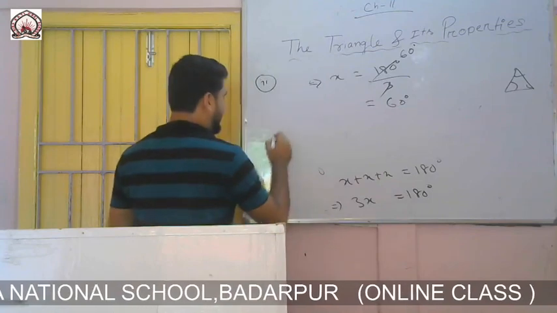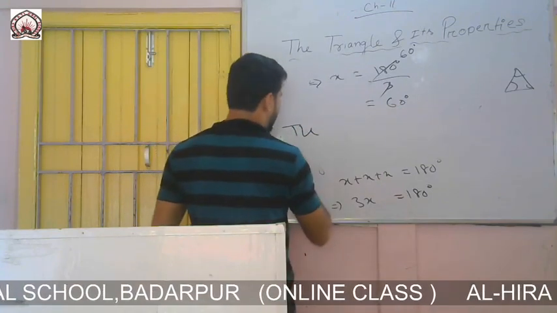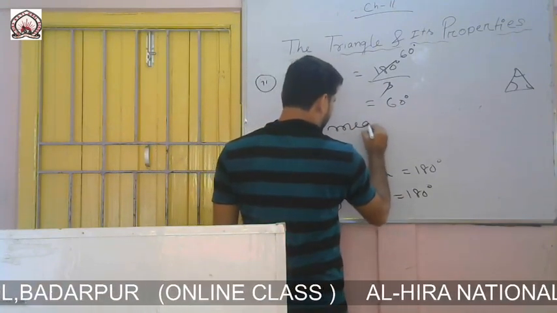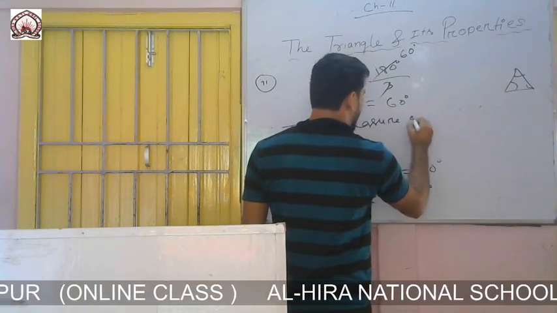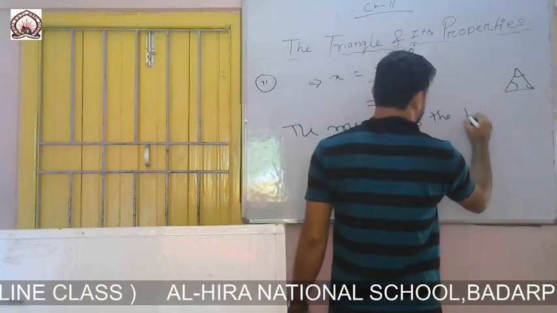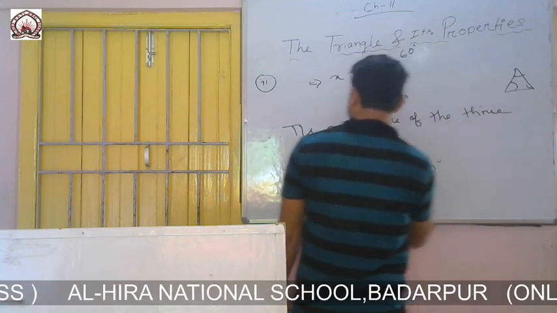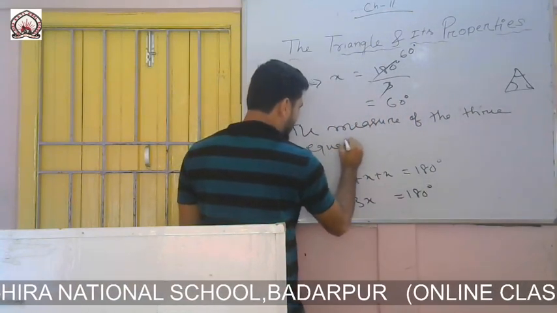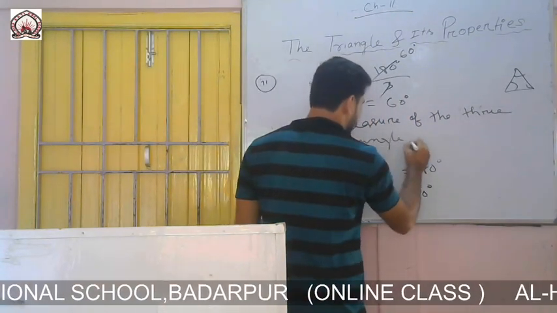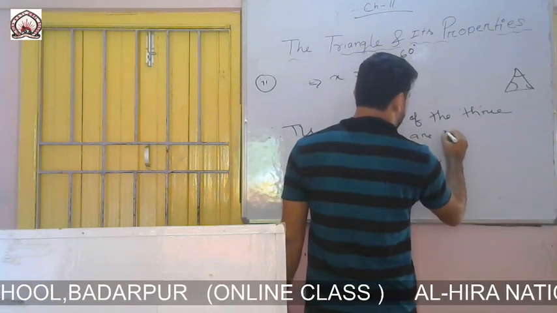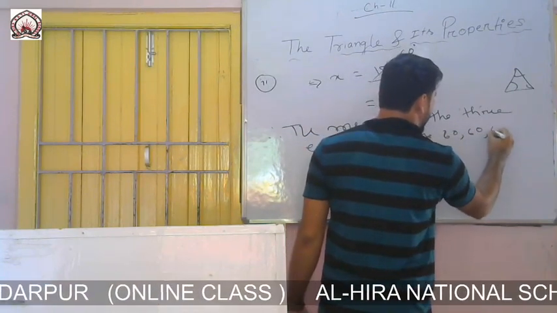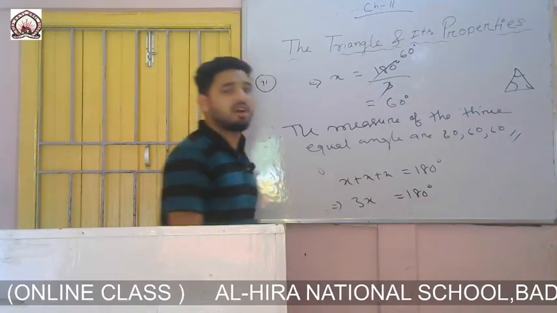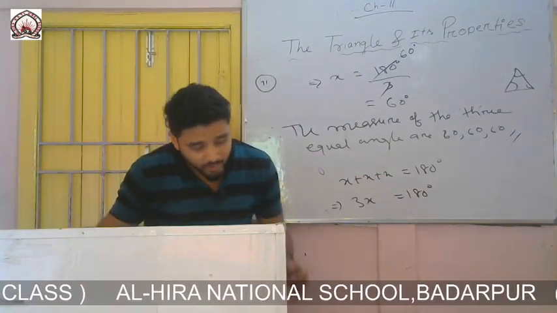So you write, therefore the measure of the three equal angles are 60 degree, 60 degree, 60 degree. That is your answer. Now come to question number 3.